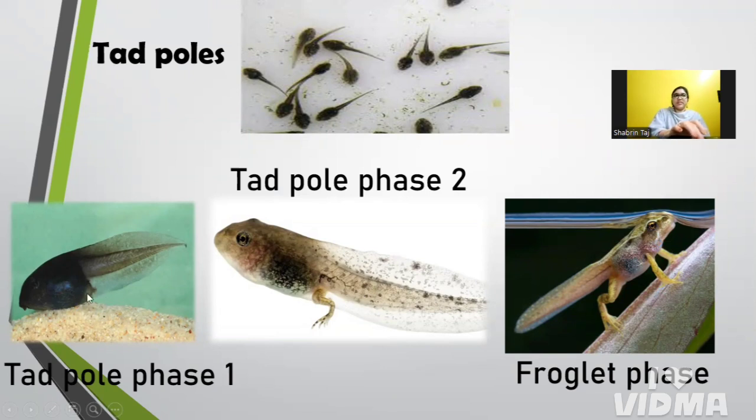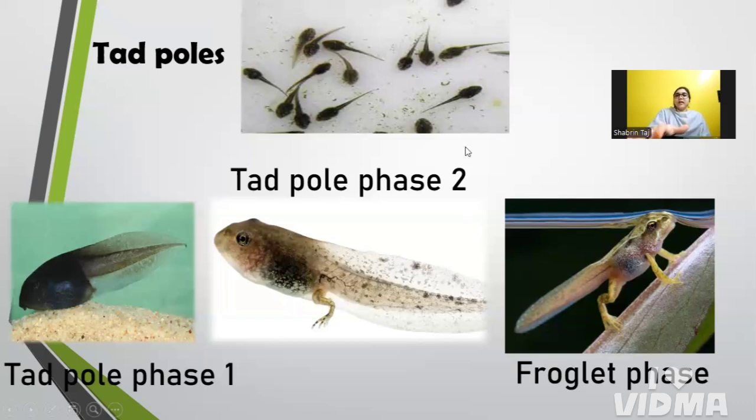In the first phase, you can notice that it just has a tail like a fish. There are no limbs in it. But when it reaches phase 2, you can observe that there are two hind limbs and a long tail. This is phase 2. Then in the froglet phase, you can see that there are four limbs as well as a long tail. These are the three phases of the tadpole.